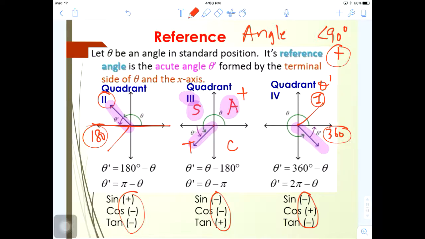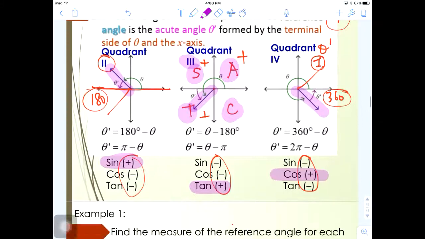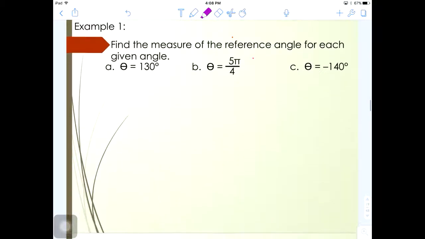In the second quadrant, only sine is positive. Notice right here, only sine is positive. Everything else is negative, right? In quadrant 3, only tangent is positive. And then in quadrant 4, only cosine is positive. So that's why cosine is the only thing positive. Everything else is negative. And that's why all students take calculus. So that's what you can take with you even when you go to calculus.